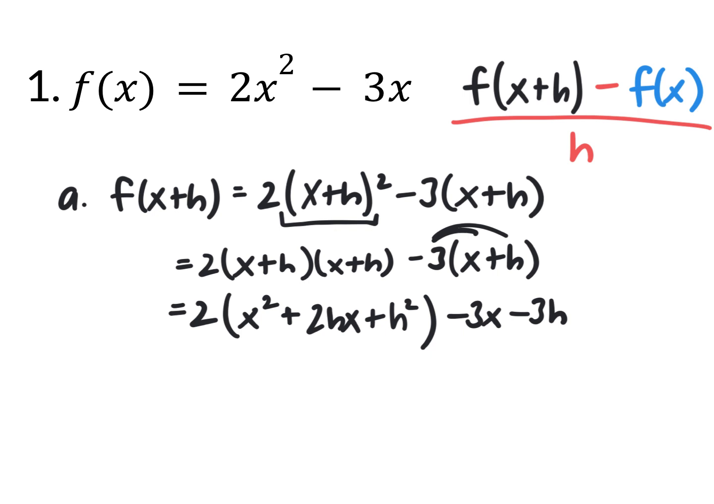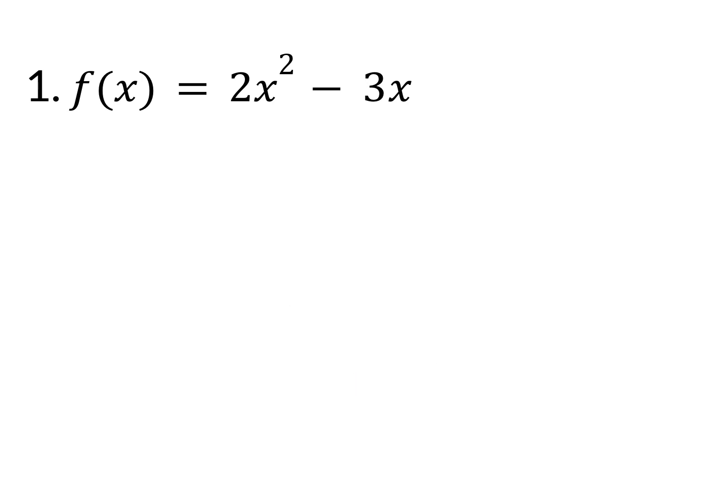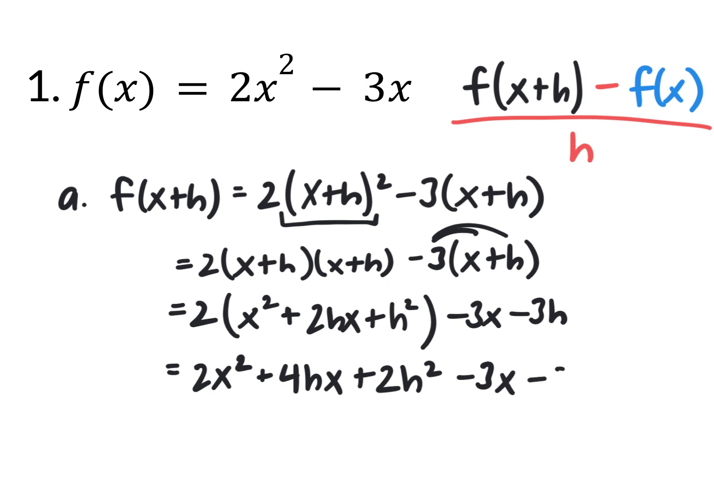And we can still do one more step for this. What do I need to do next? Distribute the 2. So I get 2x squared plus 4hx plus 2h squared minus 3x minus 3h. So that was just our f of x plus h term, right? That is just this piece right here in terms of my difference quotient.